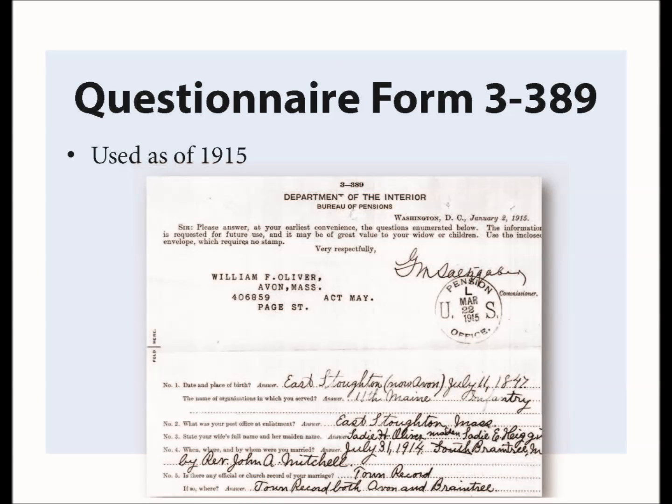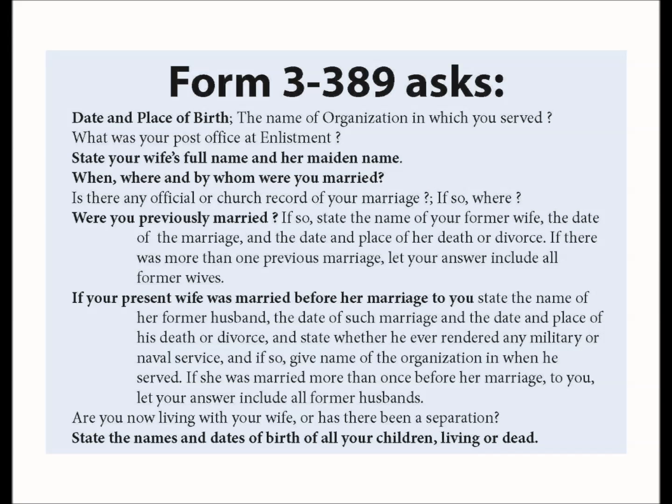The questionnaire form 3-389 was used as of 1915, and this has a nice variety of questions as well. This includes the date and birth of the ancestor, the state of the wife's name, and her maiden name. So that way you find out the full maiden name of your ancestor's wife or wives, and when in fact they were married. Now, it's also curious if your ancestor was previously married to 1915, so it gives the previous marriages and specific information on that.